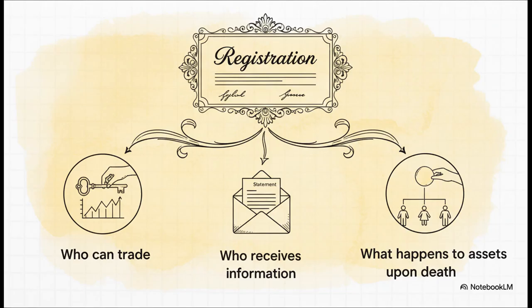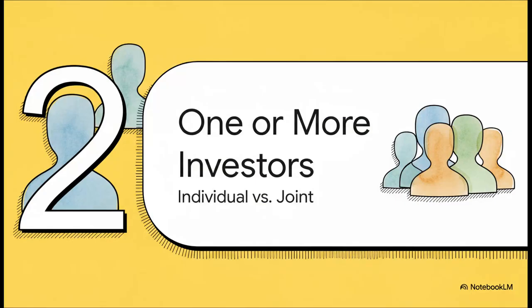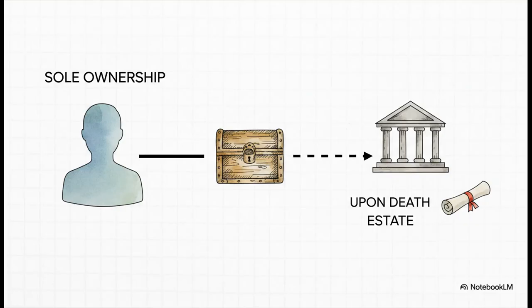And this is exactly why that setup is so critical. Registration isn't just some boring paperwork. It decides three absolutely crucial things: who has the power to make trades, who gets the mail and the updates, and, coming back to our big opening question, who actually gets the assets when you're gone. Okay, so let's see how this all plays out in the real world. We'll start with the most common accounts you're going to see, starting with the super simple stuff, and then we'll work our way up.